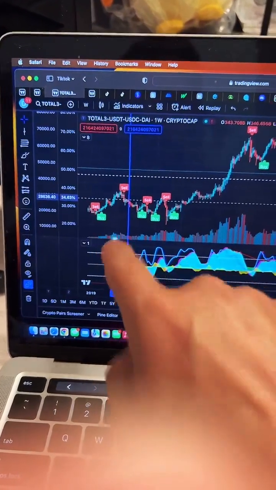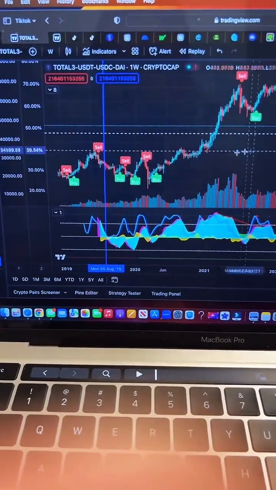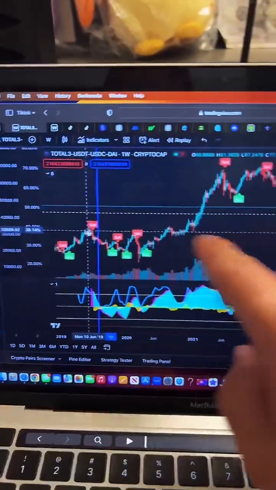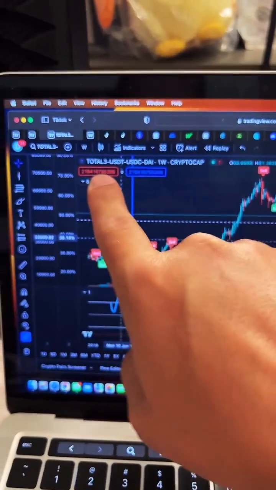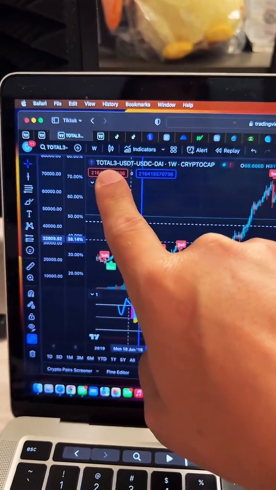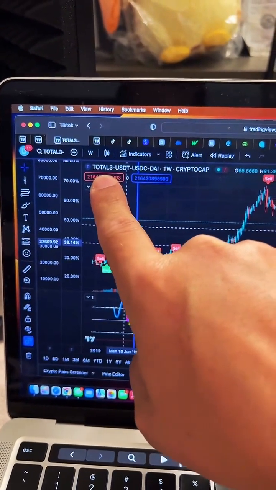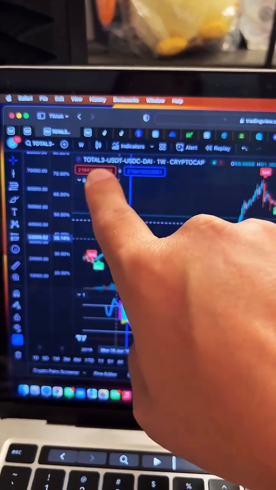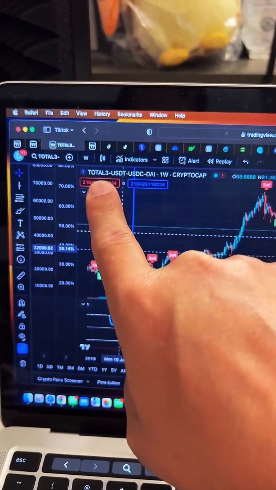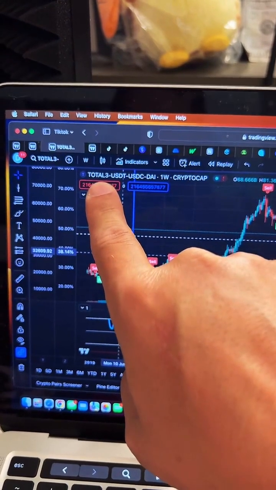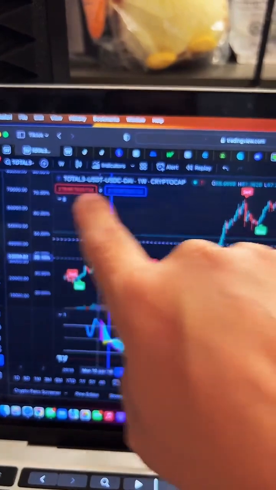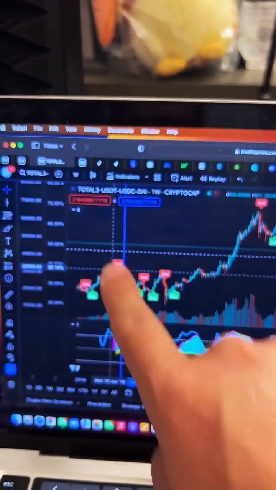This was the previous bear market cycle. Thank you, Julius. This right here that you see is total 3, the altcoin market cap, which includes stablecoins, but I took out three stablecoins. So this is basically just the altcoin market. It doesn't include Ethereum. Ethereum, Tether, DAI, and USDC are all taken out. So this is basically the real altcoin market.